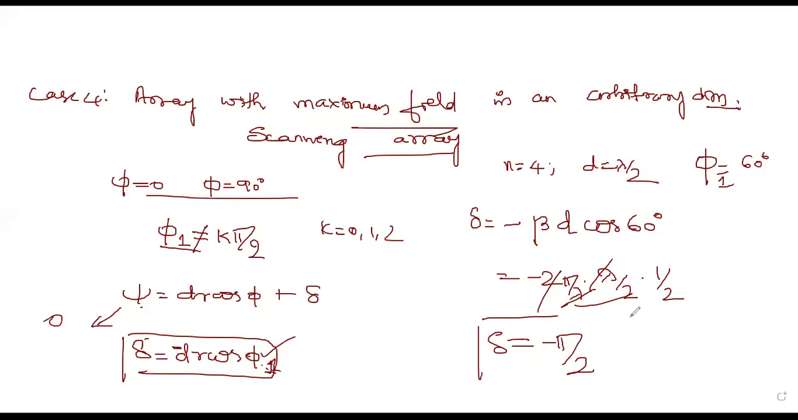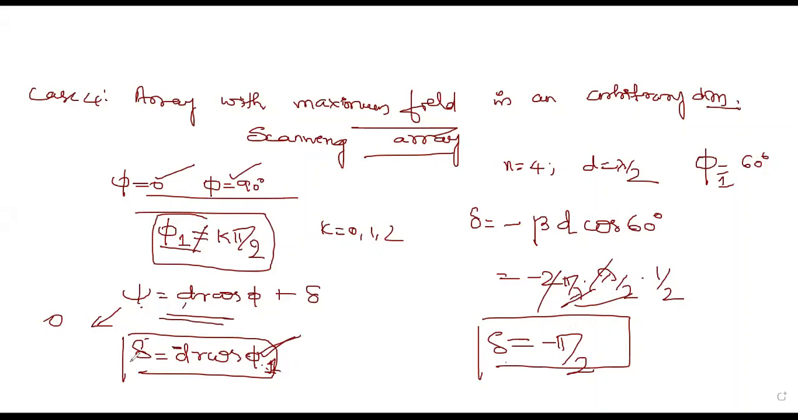Again, this varies for each and every case because we are considering a different phi value for different cases. The only thing to remember is that phi 1 is not equal to k pi by 2, which means it is any value like pi by 2, 2 pi by 2, 3 pi by 2. So all the cases which we take for 0 and 90 do not satisfy. So xi is equal to dr cos phi plus delta. This equation remains the same. The only equation which changes based on phi 1 is delta. Based on that, you'll be calculating the array.